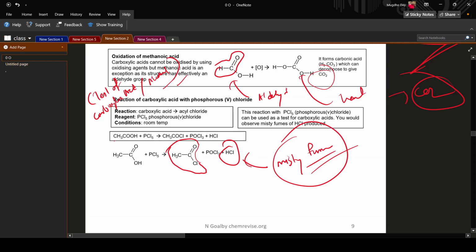If they ask you in unit 6, most probably these types of questions come in unit 6. They might ask you to identify the presence of the functional group COOH. So directly you can use this reaction and show that if misty fumes are produced, then obviously the carboxylic acid functional group is there.